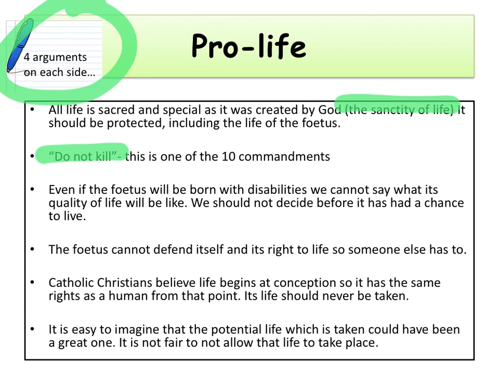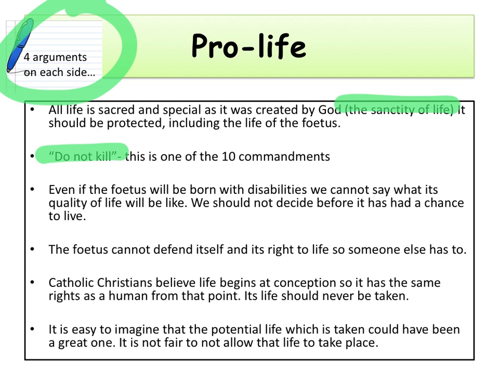The next argument for pro-choice is that the fetus cannot defend itself and its right to life, so someone else has to. If we consider that the fetus is alive and has the same rights to life as every other living person, then somebody has to speak up for that fetus as it can't do it itself.